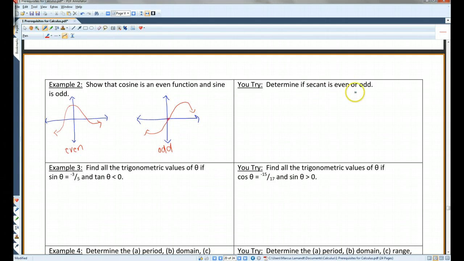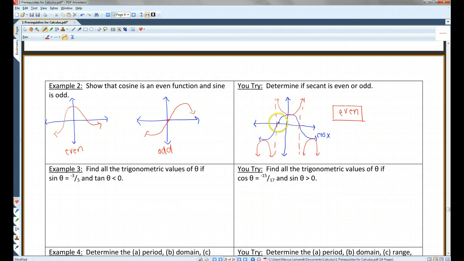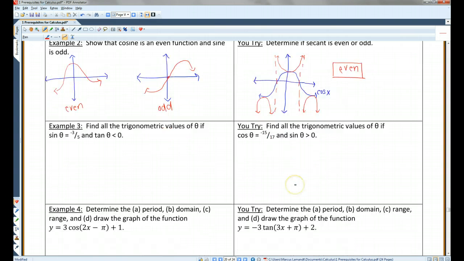Alright, determine if secant is even or odd. Best way to do this is to graph secant. Oh, you know what? This is a you try. You guys go ahead and try this one, and then hit play when you think you have it. Alright, this is what you guys should have gotten. I drew the graph of cosine because secant is the reciprocal of cosine, and I just used it as a guide to graph secant. Secant is symmetric across the y-axis, so it is even.